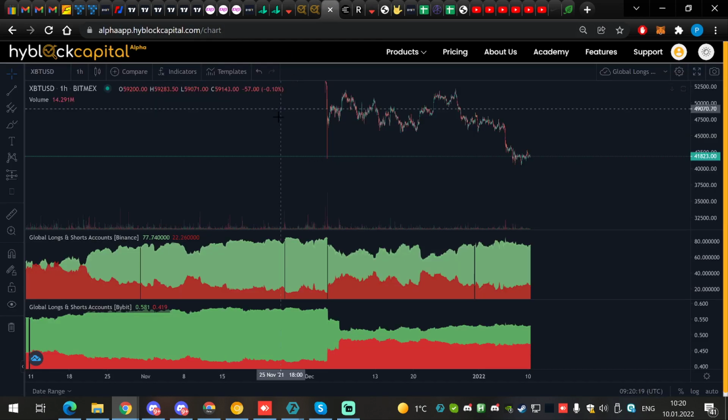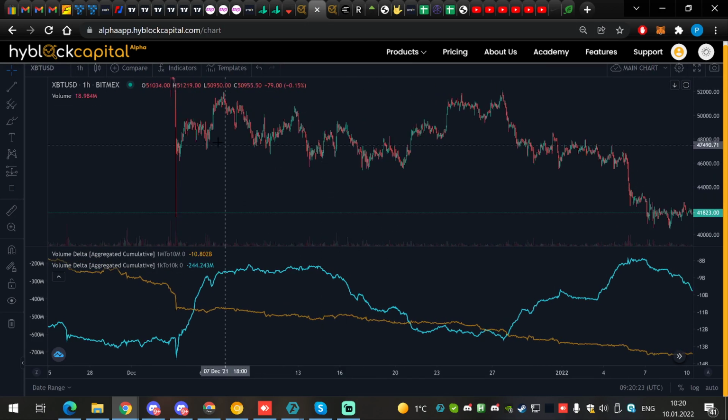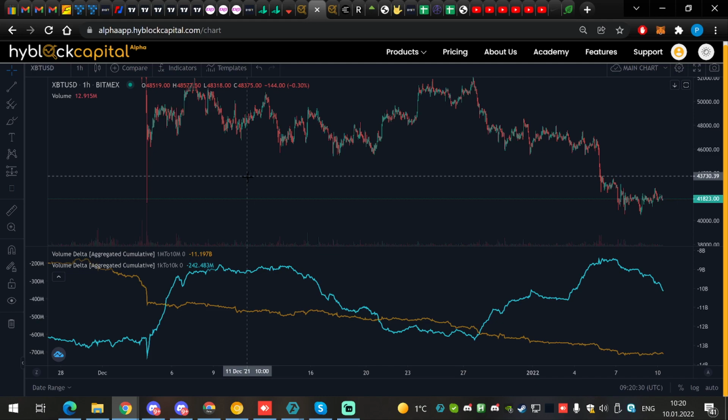So now we need to go to Hyblock. It's extremely useful. What I'm using here is volume delta aggregated cumulative. Okay, it's showing us delta for the long-term accumulation, and now you will set the settings for 1 million to 10 million as the first one. The brown line is showing us the most clever, the biggest traders on the market. What are they doing? Those are usually the funds, the good traders, institutions, and so on. Those are the main flows which are affecting the market.